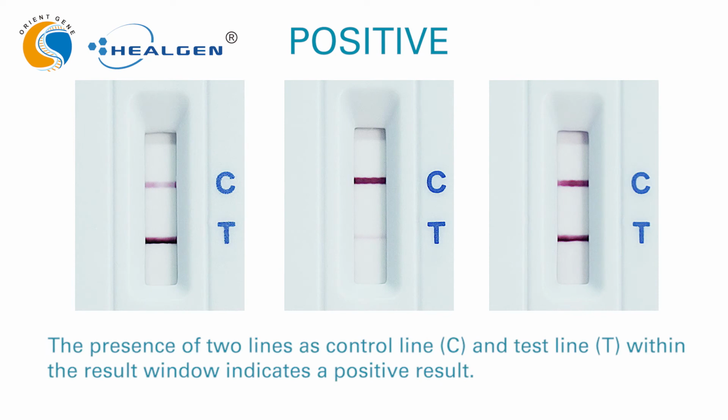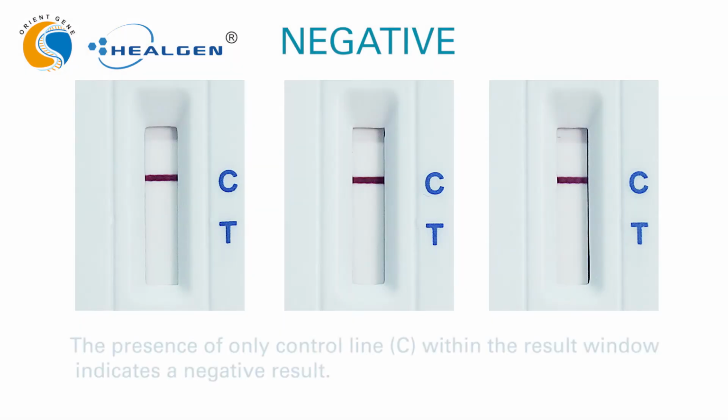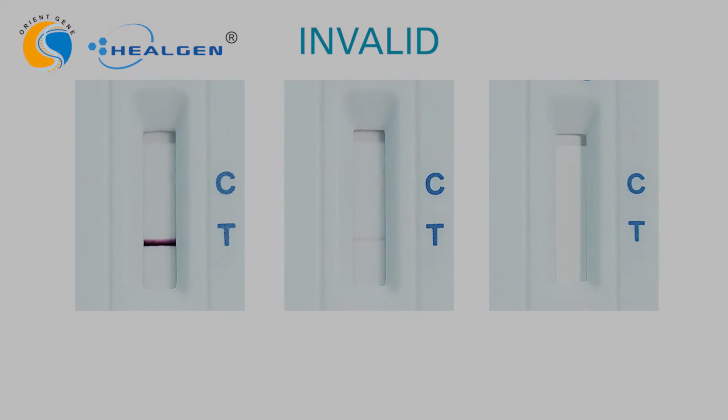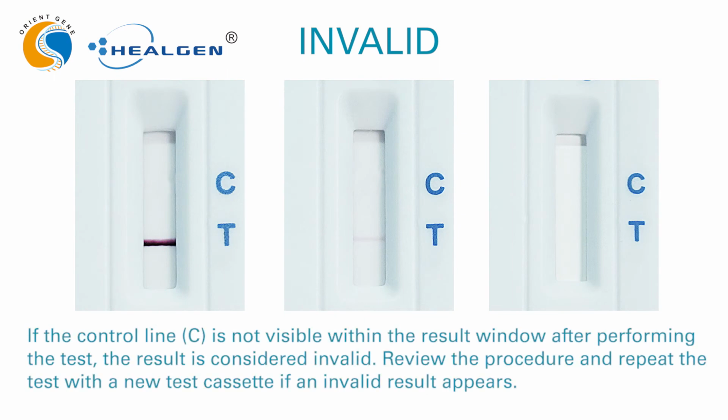A positive result is indicated by the presence of both control line, C, and test line, T, within the test window. A negative result is indicated by the presence of only the control line within the result window. If the control line is not visible within the result window after performing the test, the result is considered invalid. Review the procedure and repeat the test with a new test cassette if an invalid result appears.